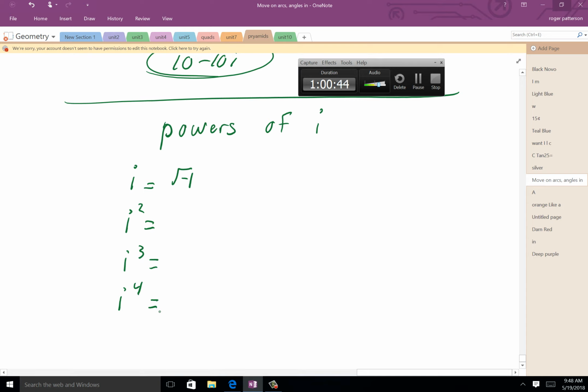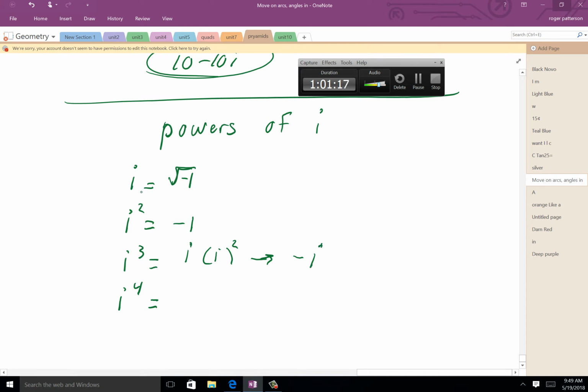Okay, let's take a look at the first 4. So i is equal to the square root of negative 1. All right. i squared, we already figured out, was negative 1. i cubed would be equal to i times i squared, which is equal to, well, what did we say i squared was equal to? Negative 1, so that means this is a negative i.